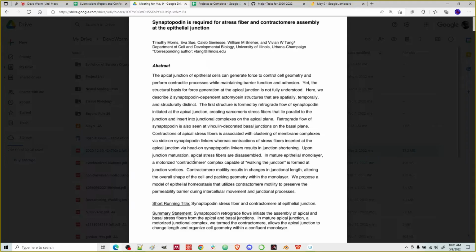Upon junction maturation, apical stress fibers are disassembled. In mature epithelial monolayers, a motorized contractomere complex, capable of walking the junction, is formed at junction vertices.